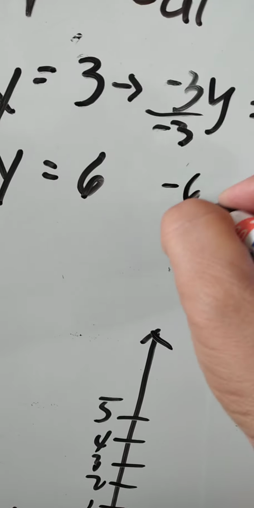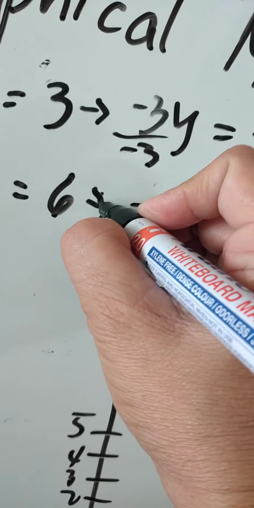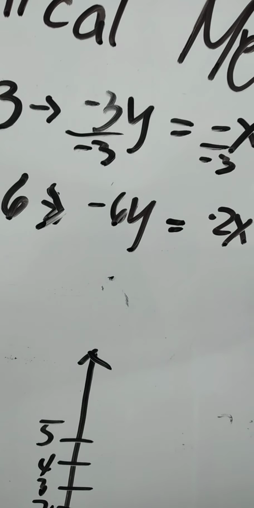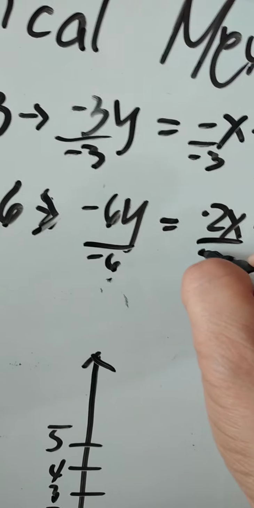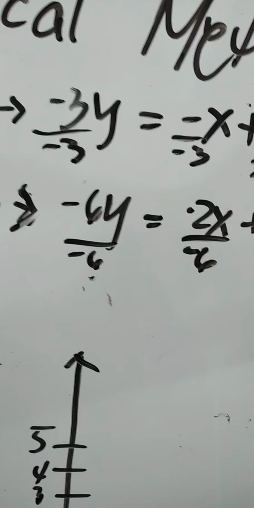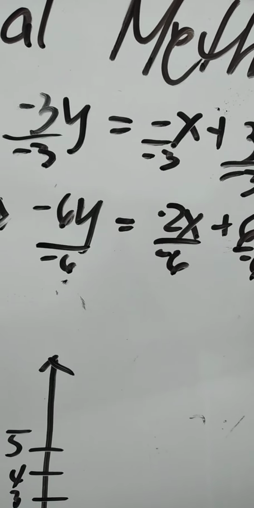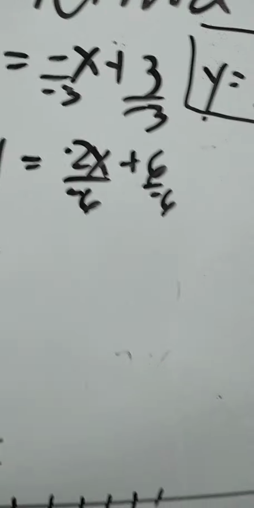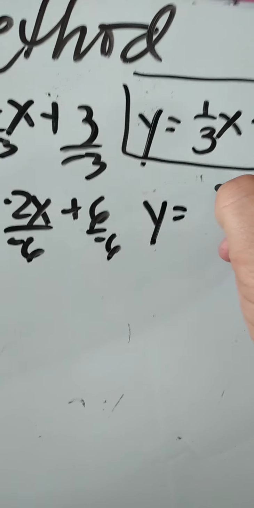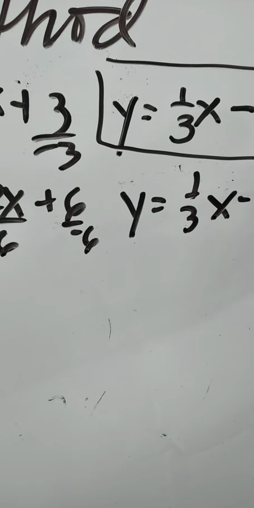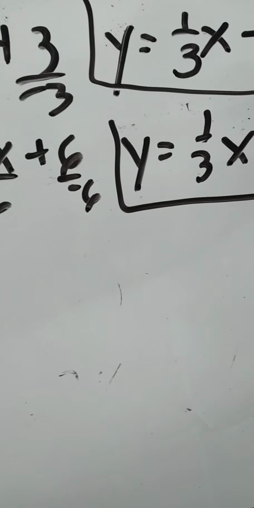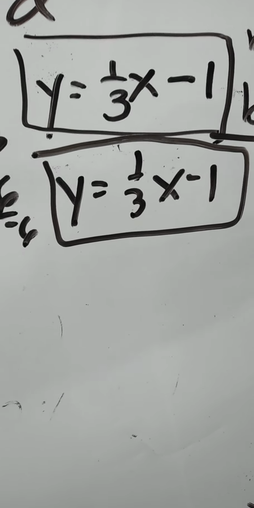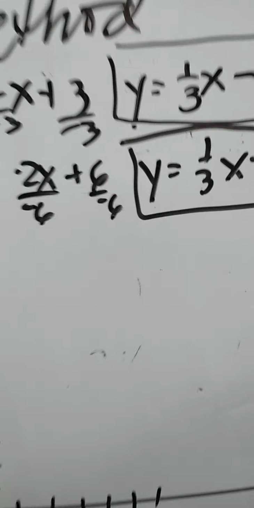This one, negative 6y equals negative 2x plus 6. Divide by negative 6 on both sides. So y is now positive 1/3 x. Let me write it again. Y equals positive 1/3 x minus 1. So identifying, the m is 1/3 also, and the b is also negative 1.